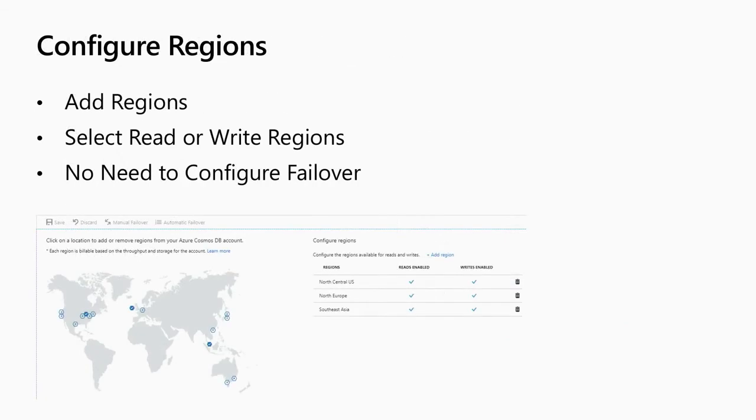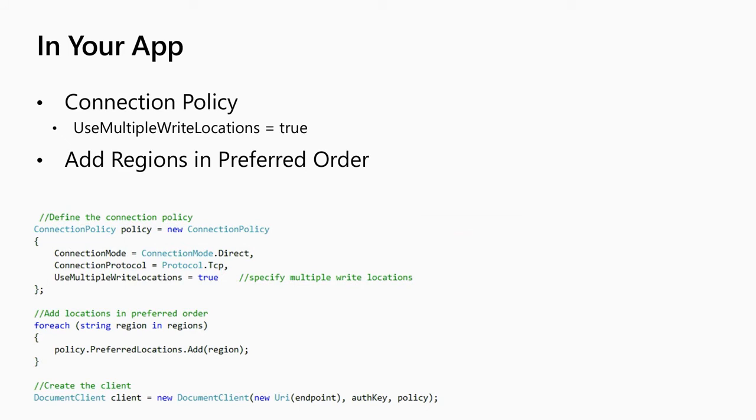At this point, you can see on the right-hand side of the screen, maybe hard to see, that two of my regions are writable. That's only possible when I've set up the MultiMaster support. So two of my regions are writable at this point. I'll run a quick demo of this for you in a moment, but at a high level, this is what the code looks like. I set up a connection policy. I say that I'm going to be using multiple write locations. I add my preferred regions at the bottom. And that's how I essentially create my application here.